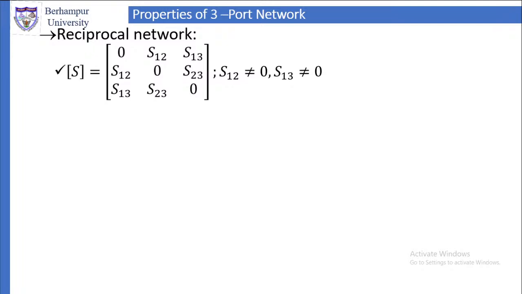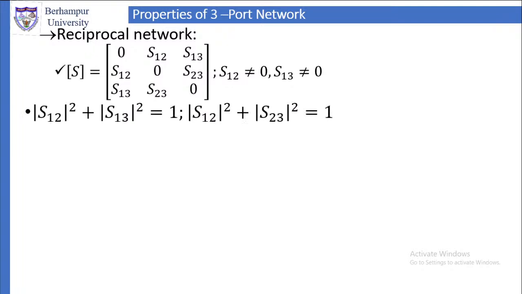So using that, the S matrix now becomes 0, S12, S13 in the first row. Second row: S12, because S21 is equal to S12, then 0, S23. Then the last row: S13, because S31 is equal to S13 due to reciprocity. Similarly, S32 is equal to S23 due to reciprocity. So the last row is S13, S23, 0.